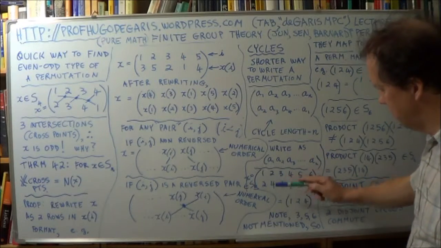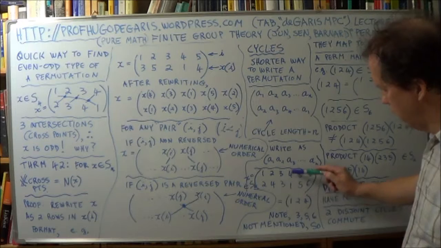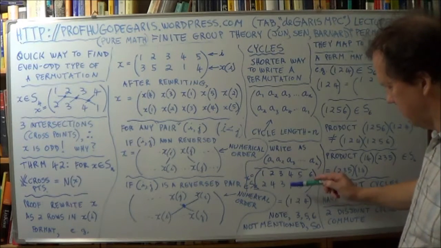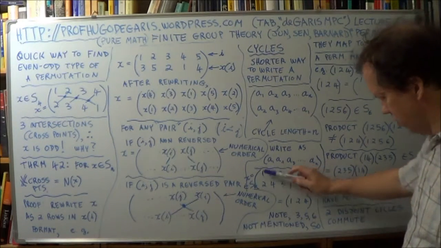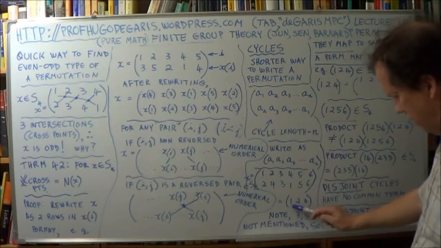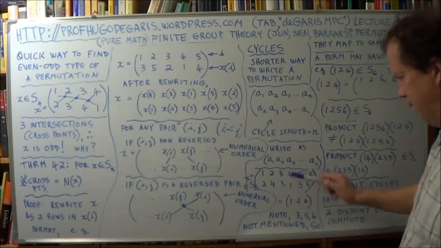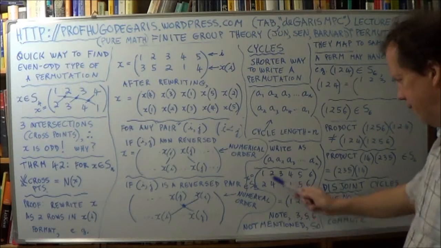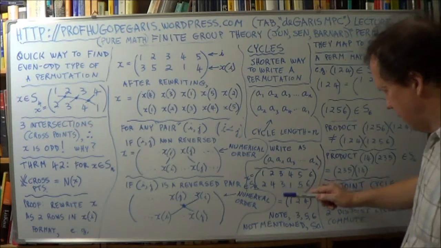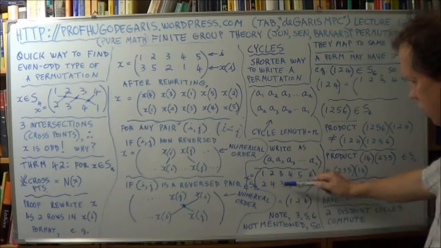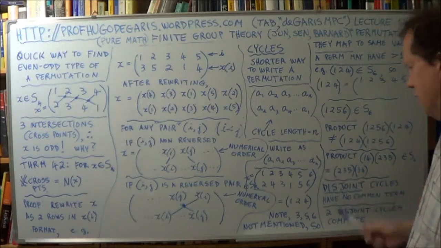1 goes to 2, 2 goes to 4, 4 goes to 1. Okay, well that's your cycle. So this 1 to 2, 2 to 4, 4 to 1, you can write in this form. Now this whole permutation, the 3 didn't change, the 5 didn't change, the 6 didn't change.